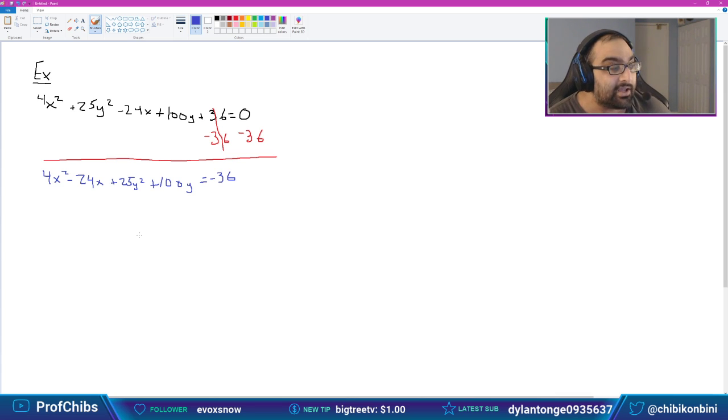All right, so here I got the x guys. I got 4x squared minus 24x. I just grouped them together. I have 25y squared plus 100y. I just grouped them together. And I got the minus 36 sitting on the right-hand side. All right, so let's look at each individual group, okay? Let's just do that.